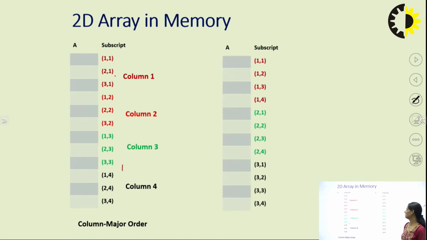Over here we can see that 1 comma 1 means first row, first column; 1 comma 2 means first row, second column; then first row, third column; first row, fourth column. So we are filling the first row first, and thereafter we go for another row, then another row. We can see the row keeps on changing, whereas the column is fixed. So it is called row major order.